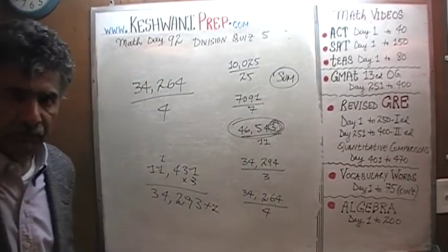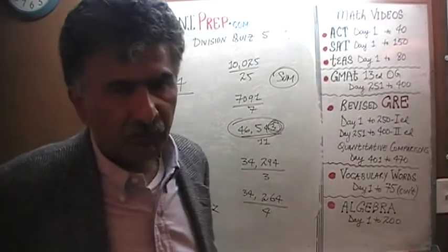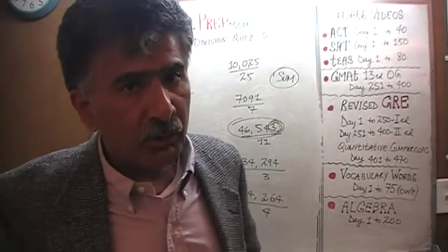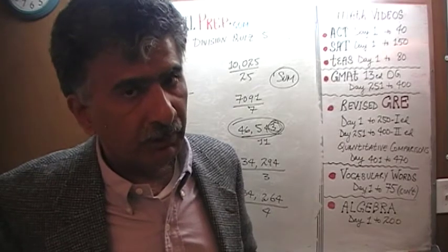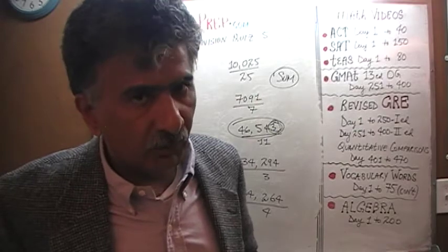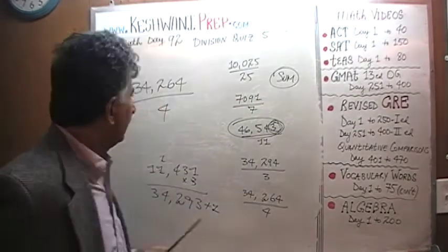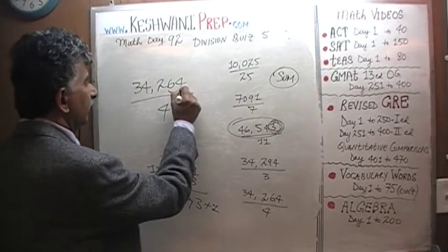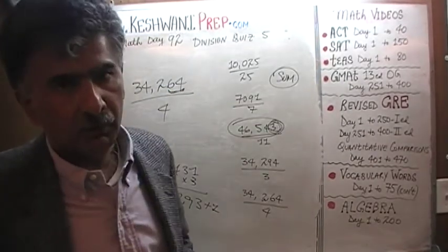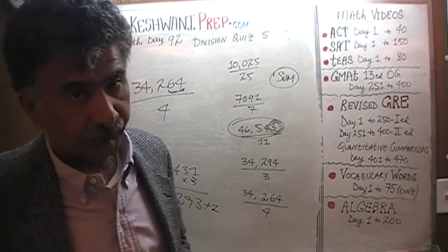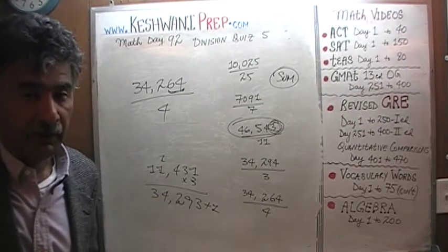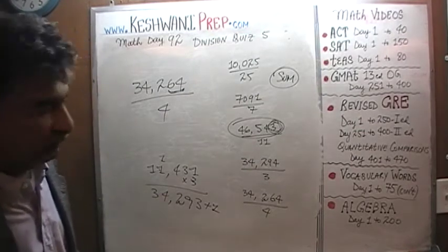Before we actually start this problem, is this number even divisible by 4? 34,264. Is it even divisible by 4? How do we know if a number is divisible by 4? Well, we learned a long time ago that to tell whether or not a given number is divisible by 4, all we have to do is look at the last two digits of the number. Not the sum of the two digits, but the last two digits. Last two digits here are 64. Because 64 is divisible by 4, this number is going to be evenly divisible by 4. We'll find it out in a second. Let's do it, shall we?